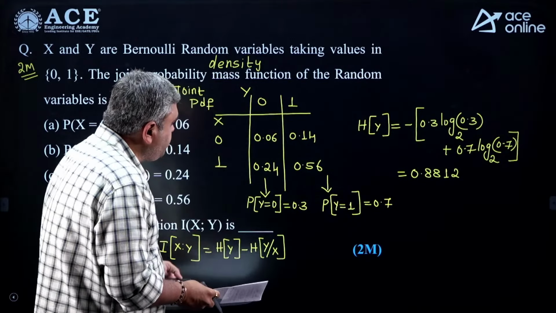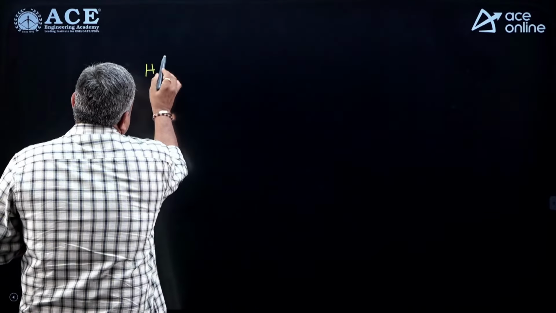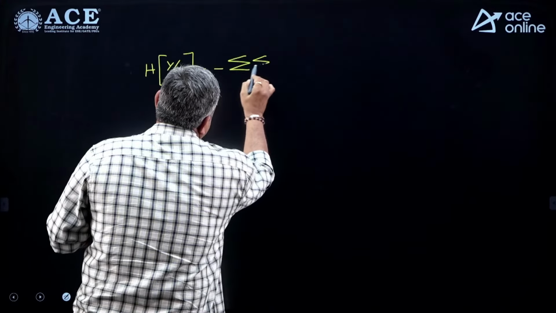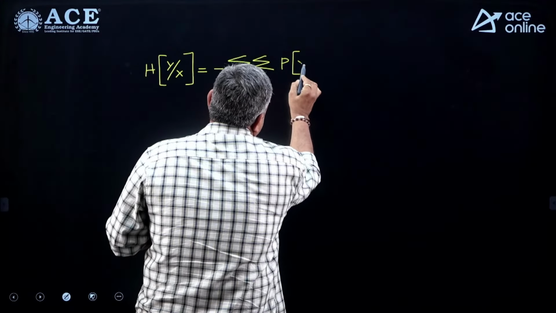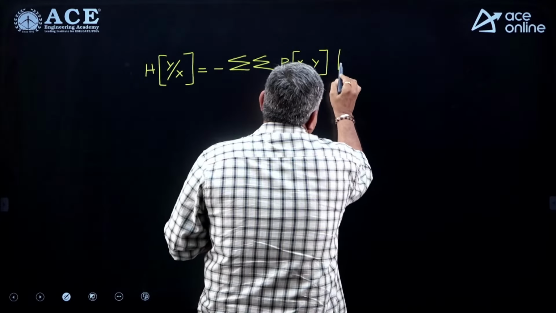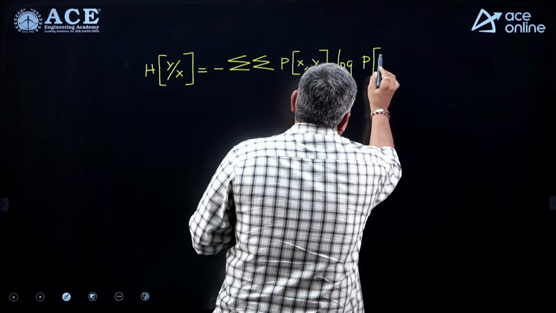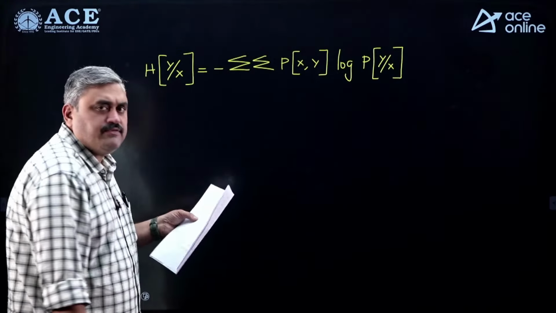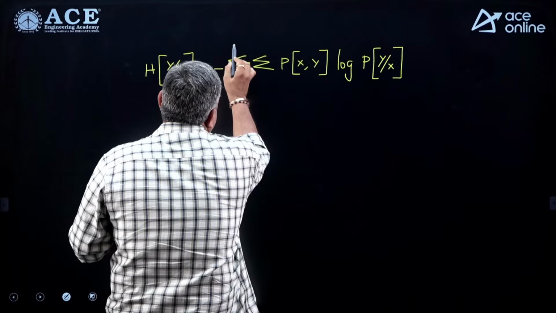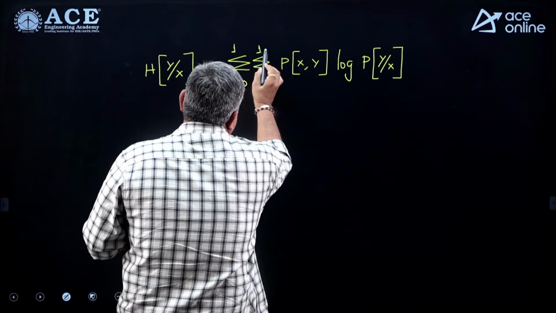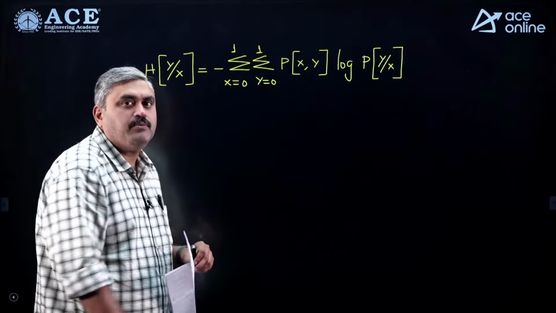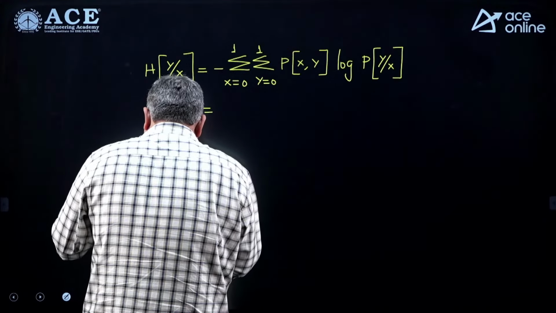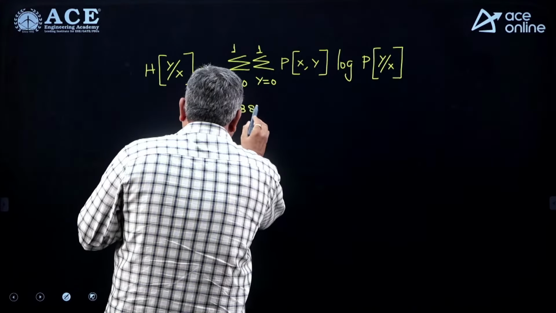Now, H of Y given X also you have to find. H of Y given X is a conditional entropy. So, this is like minus summation over integer values of both X and Y, joint probability p of x, y into log of p of y given x, for different values of x and y. This is the formula we have to use. X goes from 0 to 1 as well as Y from 0 to 1. So, multiply joint probability with the log of conditional probability. If you do this calculation on all values of X and Y, you will get a value of 0.8808.